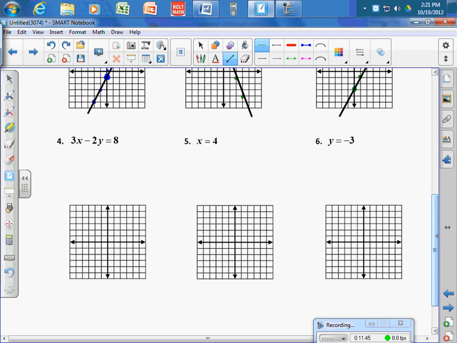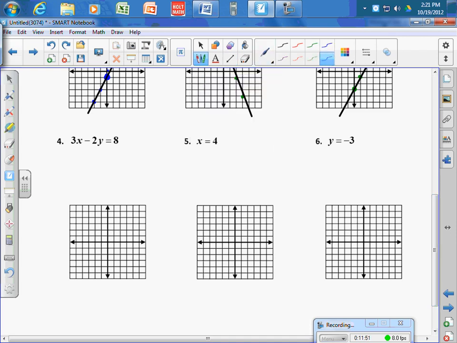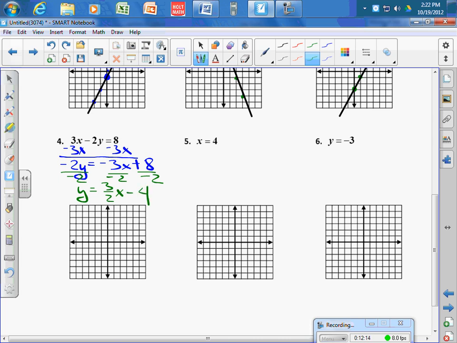Number 4, 3x minus 2y is equal to 8. First thing we need to do is subtract 3x from both sides, leaving us with negative 2y is equal to negative 3x, and that's a positive 8, so plus 8. Dividing everything by negative 2, we get y is equal to 3 halves x minus 4.